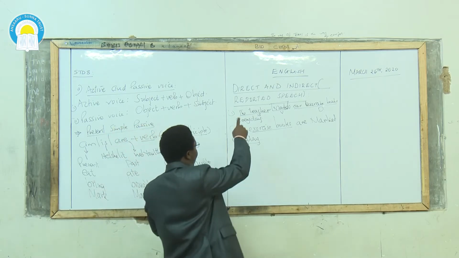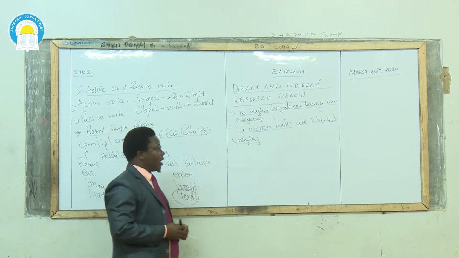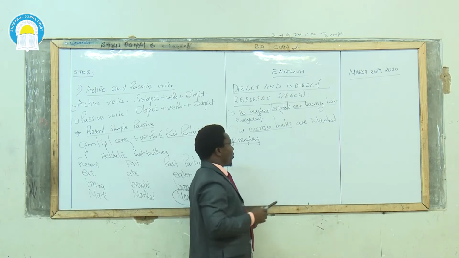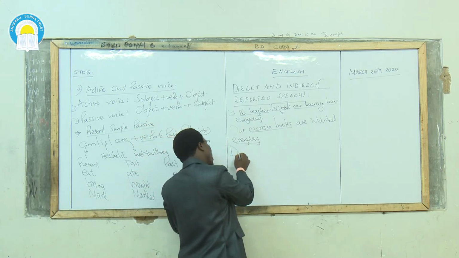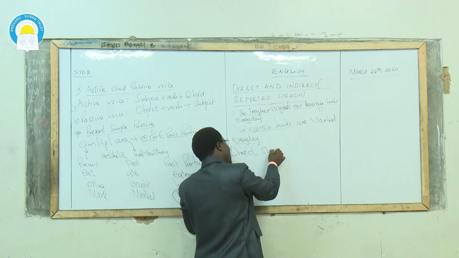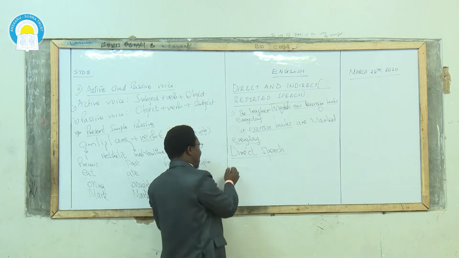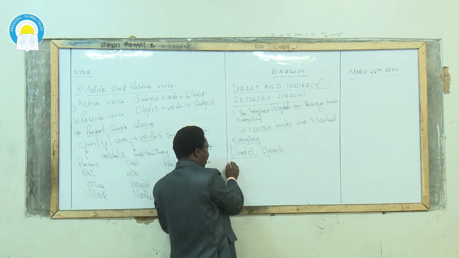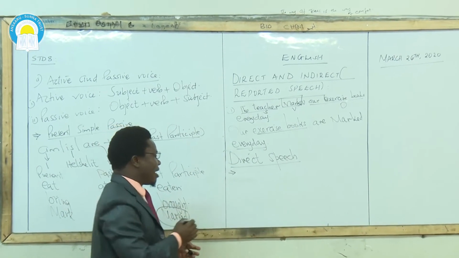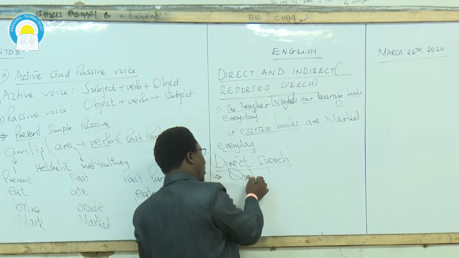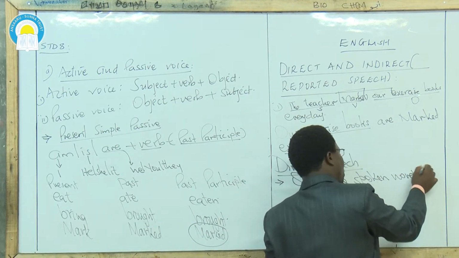Today, I would like us to look at direct and indirect speech. Indirect speech is also called reported speech. Basically, you need to understand that a sentence is said to be in direct speech if it tells us or reminds us of the following. That in direct speech, we are entitled to quote the spoken words from the speaker.